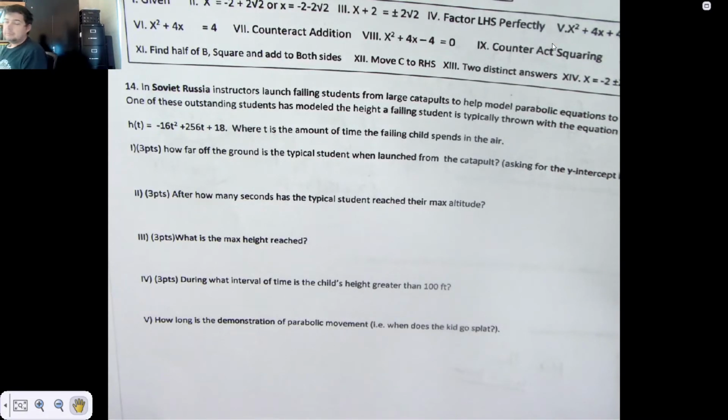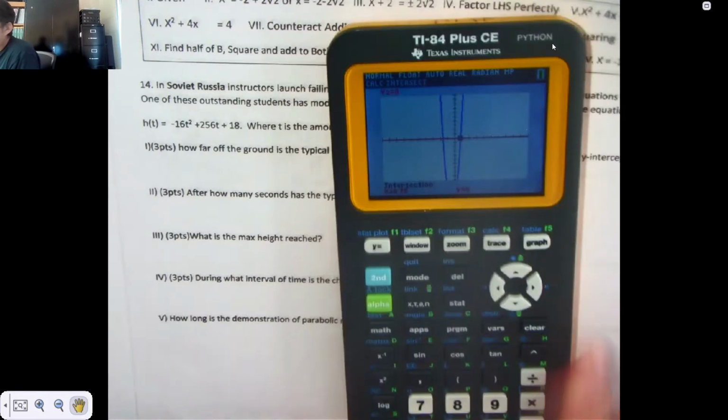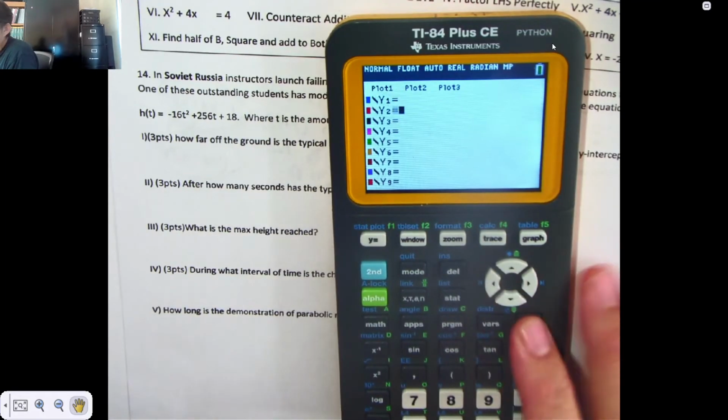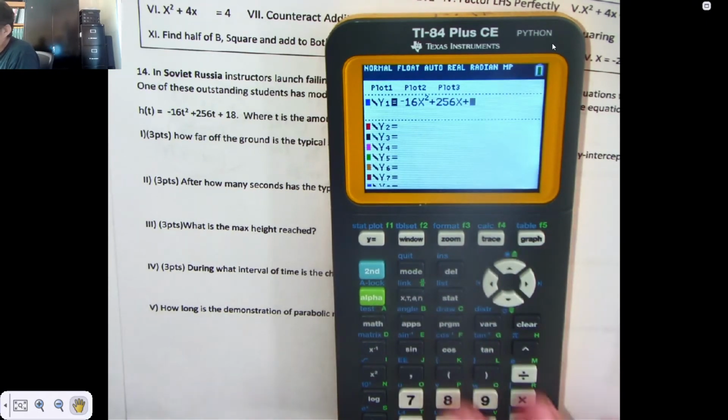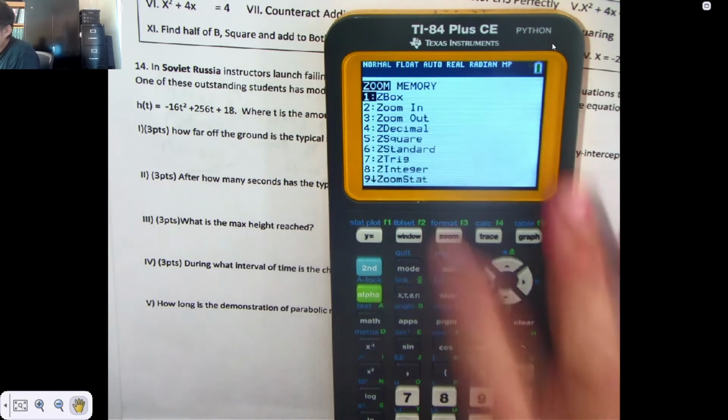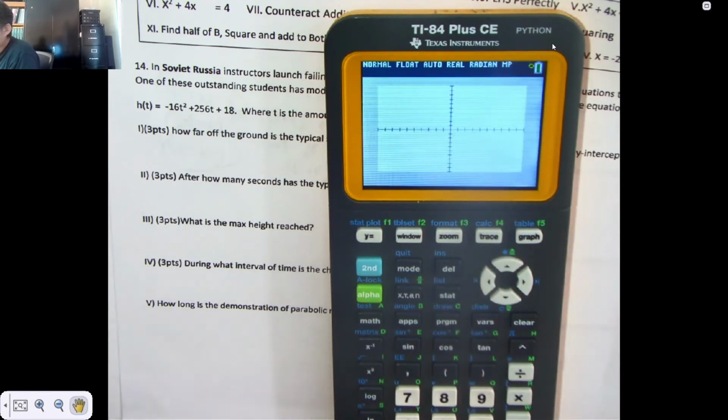All right. It can do 14. It can do all of 14. So here's 14: negative 16x squared plus 256x plus 18. Do a zoom 6 like I've been trying to get you to do in class. You'll see nothing. You're going to have to look up for this.